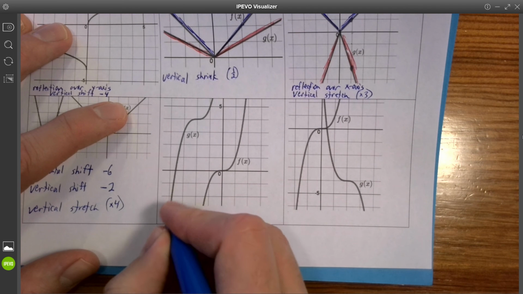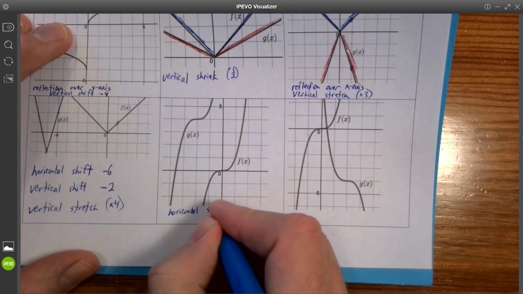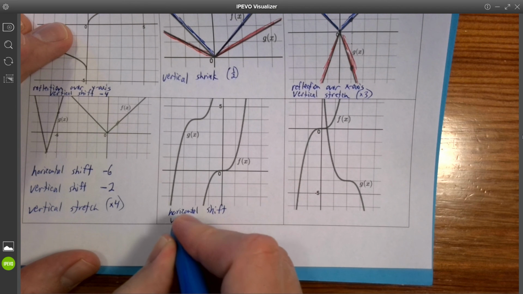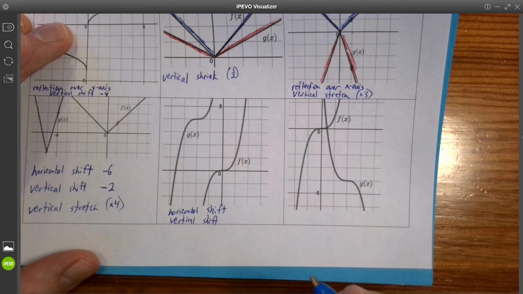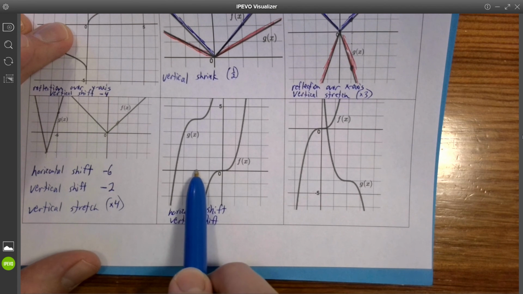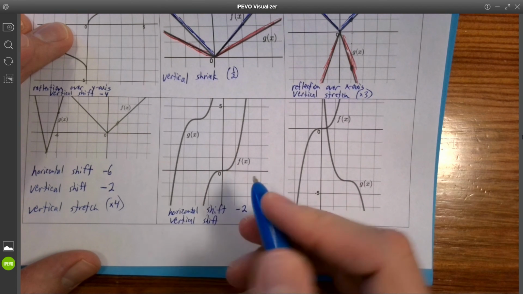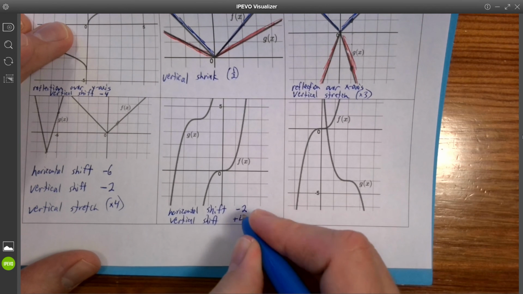But there is a horizontal shift, and there is a vertical shift. My horizontal shift is 1, 2 to the left, and my vertical shift is 1, 2, 3, 4 up.